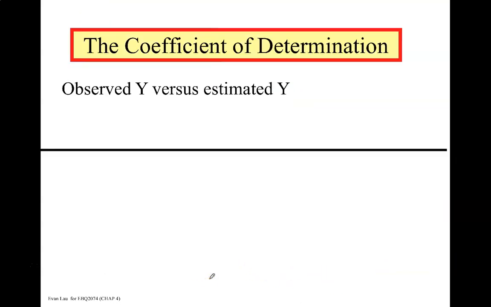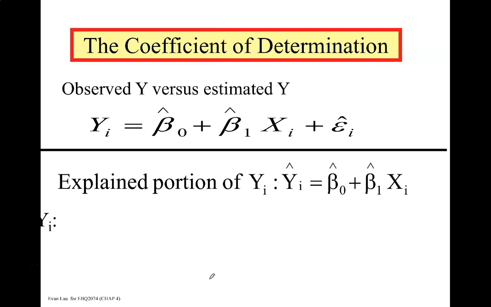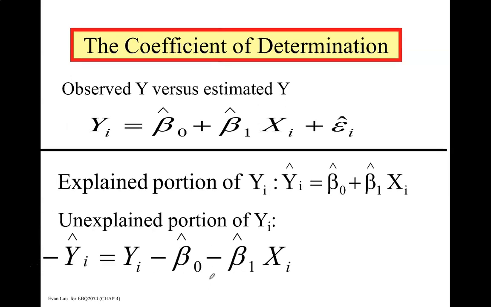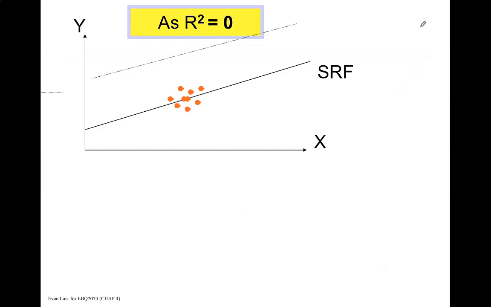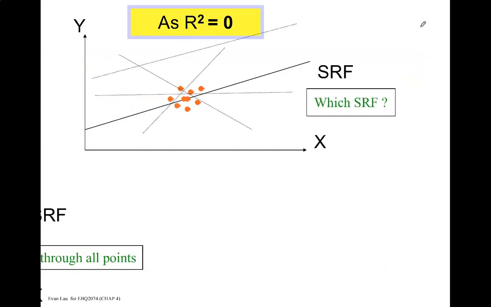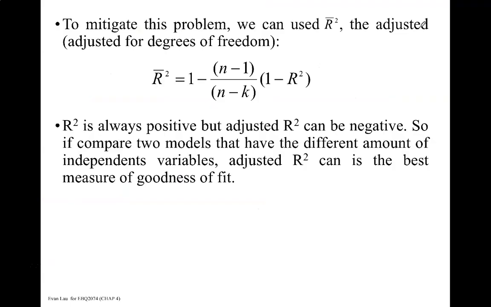So if you want to compare two, sometimes it's called the goodness of fit, also called the coefficient of determination. This is R square. How does R square look like? R square equal to 1.